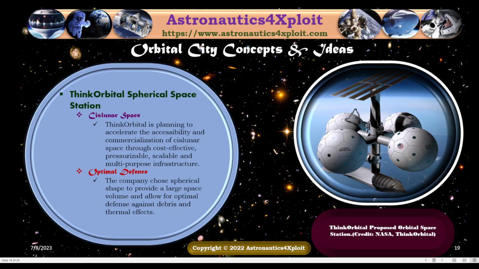Think Orbital Spherical Space Station is another orbital city concept and idea. Think Orbital is planning to accelerate the accessibility and commercialization of cislunar space through cost-effective pressurization, scalable and multi-purpose infrastructure. The company chose a spherical shape to provide a large space volume and allow for optimal defense against debris and thermal effects. Think Orbital's proposed orbital space station is shown in this picture.